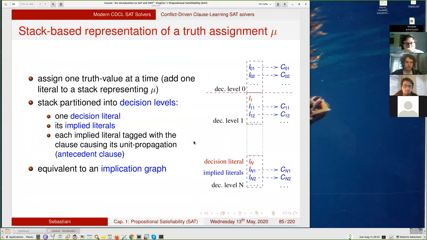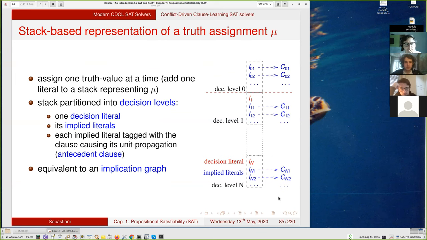Okay, in order to understand this, I have to introduce how to represent a truth assignment and the notion of decision levels. The data structure to keep track of the truth assignment in a modern SAT solver works as follows. It's a stack. Well, you know what a stack is, expanding downwards in this case. You assign every literal one at a time.